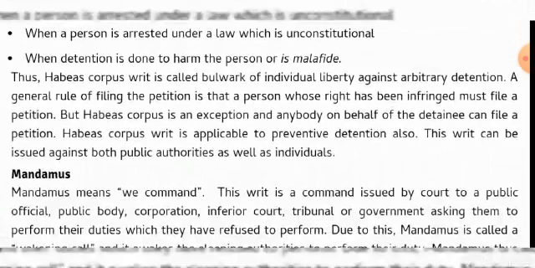This habeas corpus writ is called the bulwark of individual liberty against arbitrary detention. A general rule of filing the petition is that a person whose right has been infringed must file a petition. But habeas corpus is an exception, and anybody on behalf of the detainee can file a petition. Habeas corpus writ is applicable to preventive detention also. This writ can be issued against both public authorities as well as individuals.